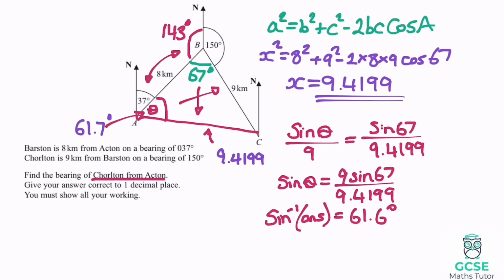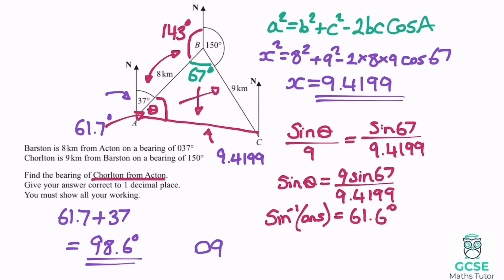So to find the full bearing of Chorlton from Acton, obviously it's always from north going clockwise, so we have the 61.6 and we have the 37. So to finish it off, we do 61.6 add the 37, and we're left with a final angle there of 98.6 degrees. Okay, now that is our final answer almost, but obviously it is asking us to give a bearing. Bearings have 3 figures, even though it's got one decimal place we need to include the third figure. So our final answer will be 098.6 degrees. Okay, finishing off as a bearing with 3 figures there, but obviously to one decimal place as well. So 098.6 degrees being our final answer there.